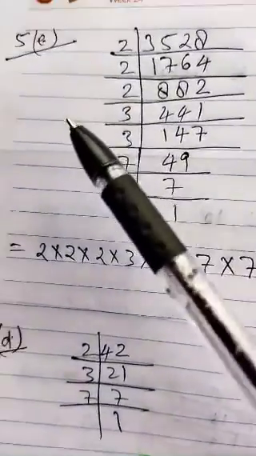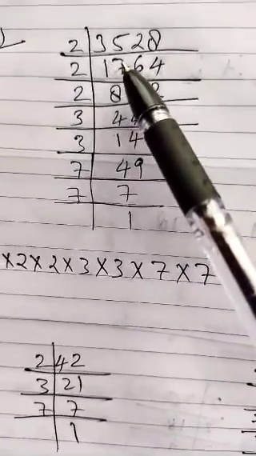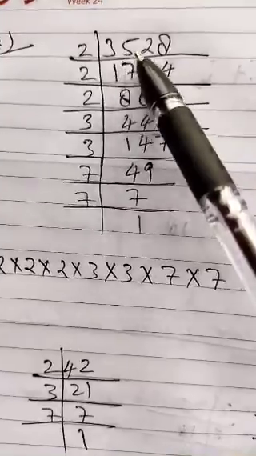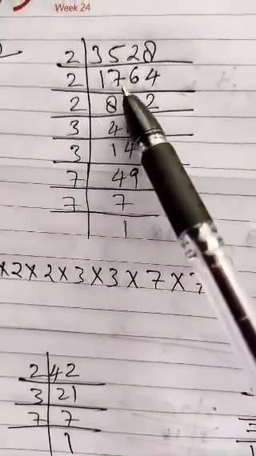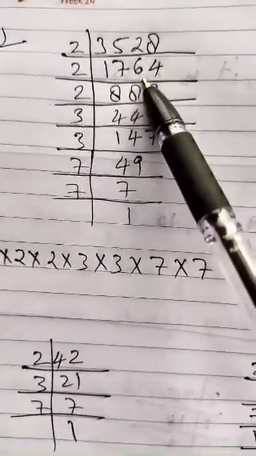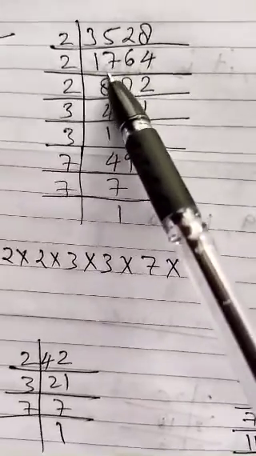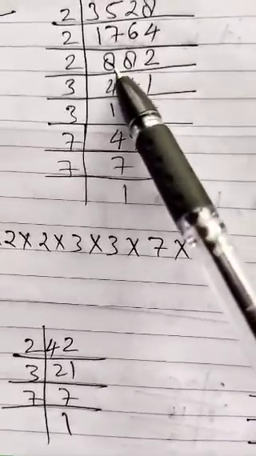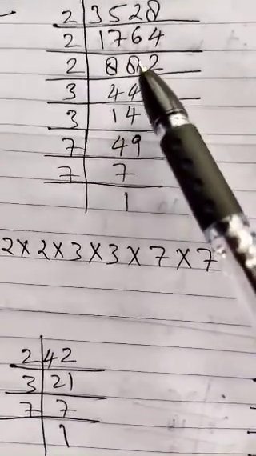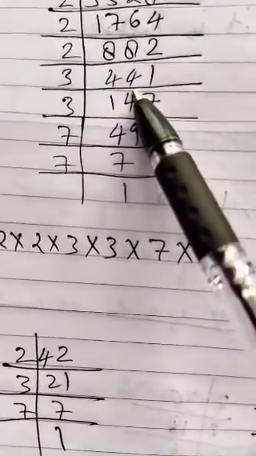Now the next part, the fifth E part, I am doing. The number is 3528. So this will be divided by 2. We will divide this by 2, then we will get the answer 1764. We will write here. Then again you will see by which number this can be divided. Again this is divided by 2 only. So you will divide this by 2 and you will get the answer 882. Again this number is divided by 2. So you will write here 2 and divide it by 2 and you will write the answer here.